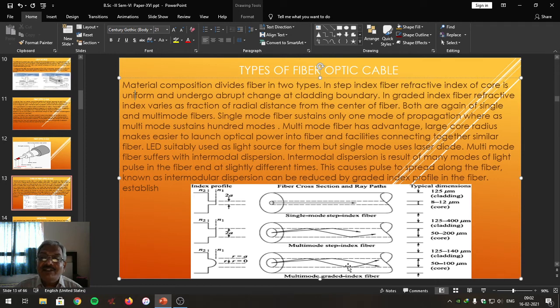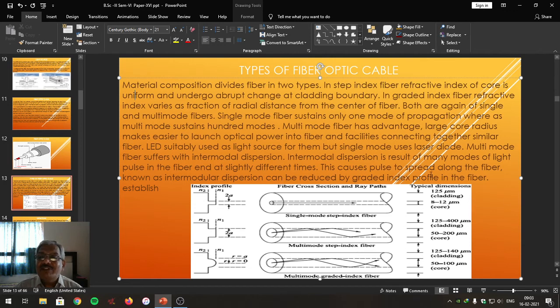Now the graded index fiber is represented. The difference is that here also both possess different refractive indexes. The diameter of cladding is again 125 to 140 micrometer, whereas the diameter of core is 50 to 100 micrometer. But here the refractive index varies within the optical fiber from one end towards the other end. And hence, again due to total internal reflection, the signal will be carried away. But these multimode fibers may produce intermodal dispersion.